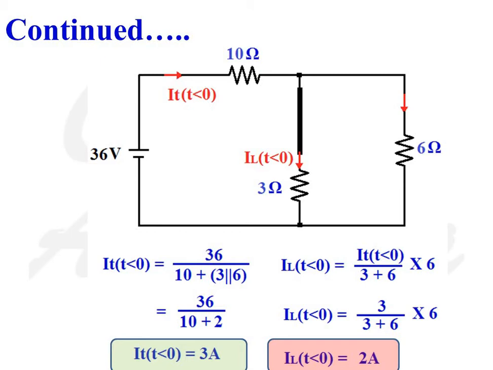To find the current flowing through the inductor, we have to apply the current division rule. iL(t) is equal to i(t) divided by 3 plus 6, into 6. So we will get iL(t) equal to 2 ampere.